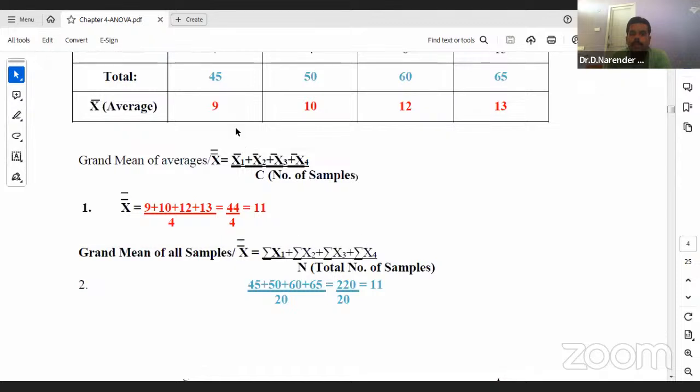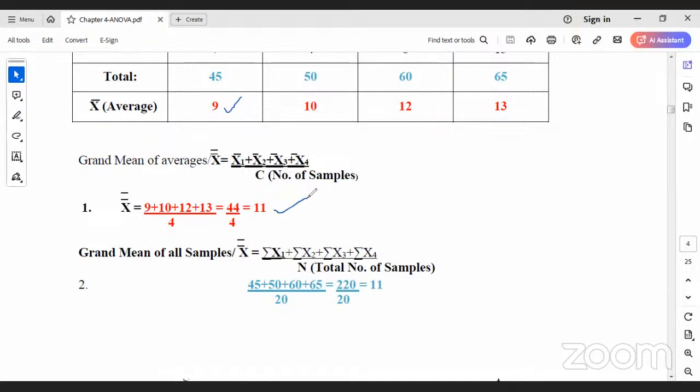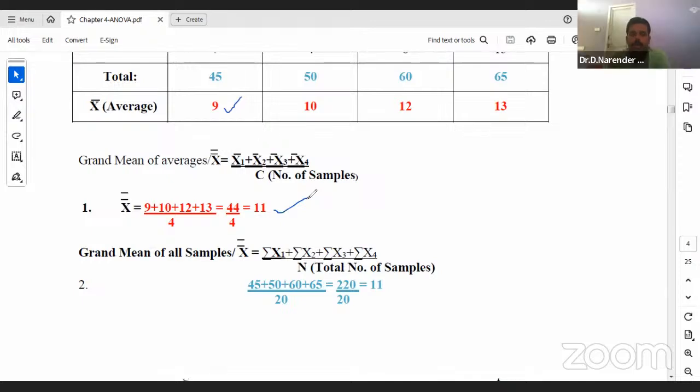See, 9 minus 11. This 11 we call the mean. This is called the mean value. The first value is 9. 9 minus 11 is 2. Simply square it: 2 squared is 4, so 4, 4, 4, 4, 4. You have to write it 5 times.